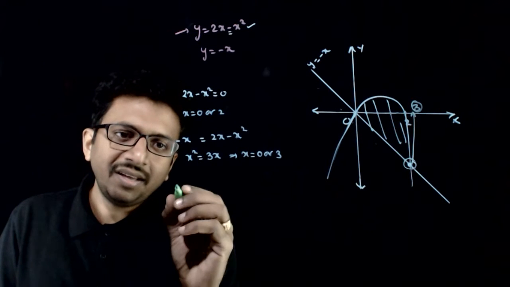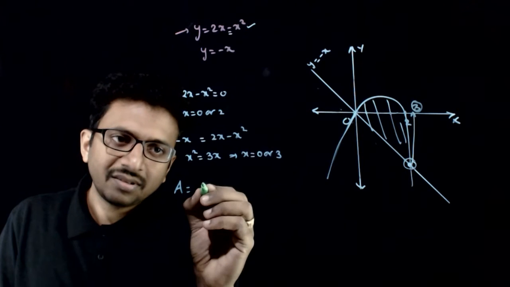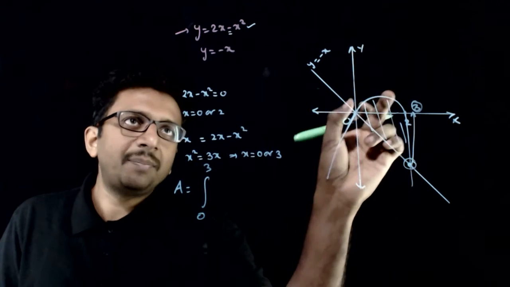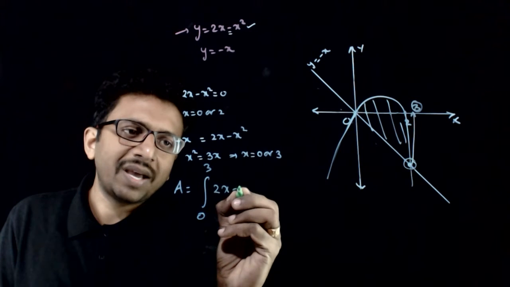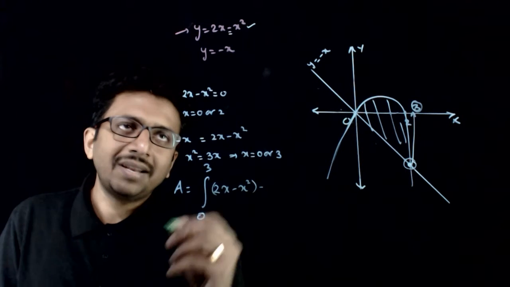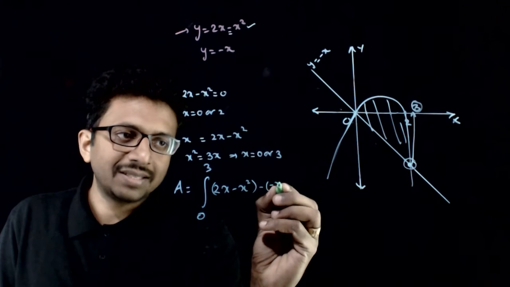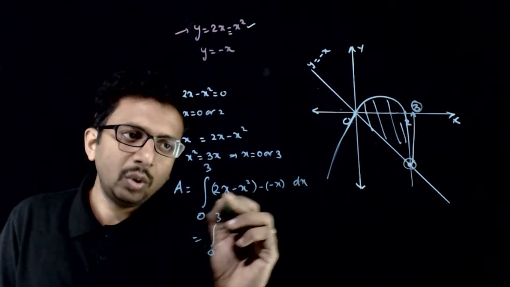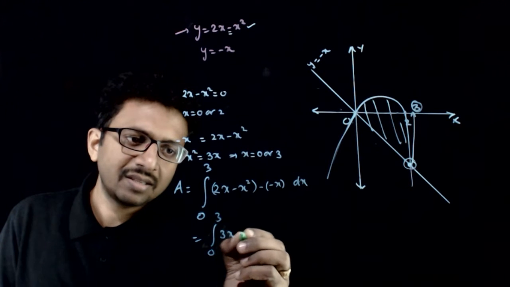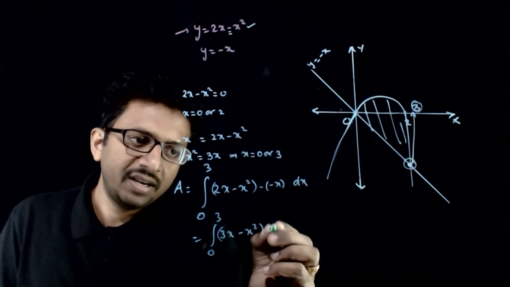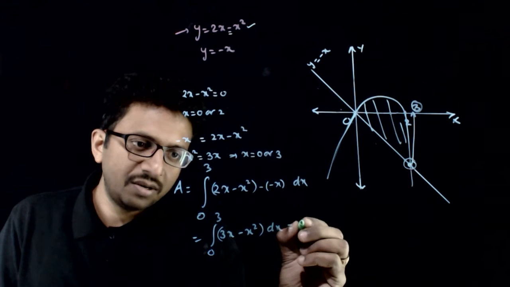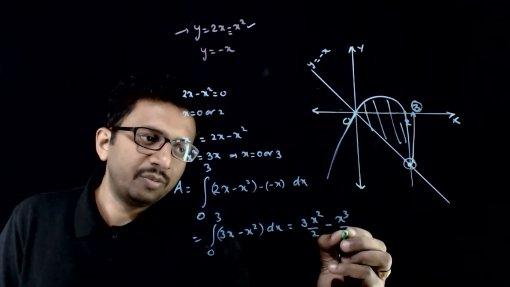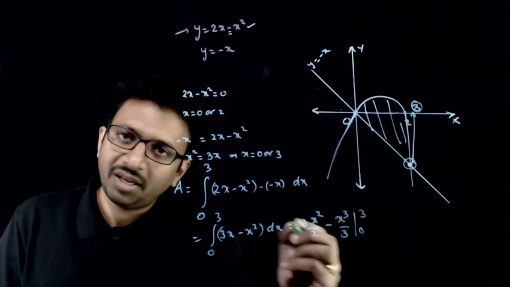Now if you want the area, area is nothing but integration 0 to 3, upper curve 2x minus x square minus the lower curve minus x, dx. That is equal to integration from 0 to 3, 2x plus x is 3x minus x square dx. That is equal to 3 times x square by 2 minus x cube by 3 from 0 to 3.